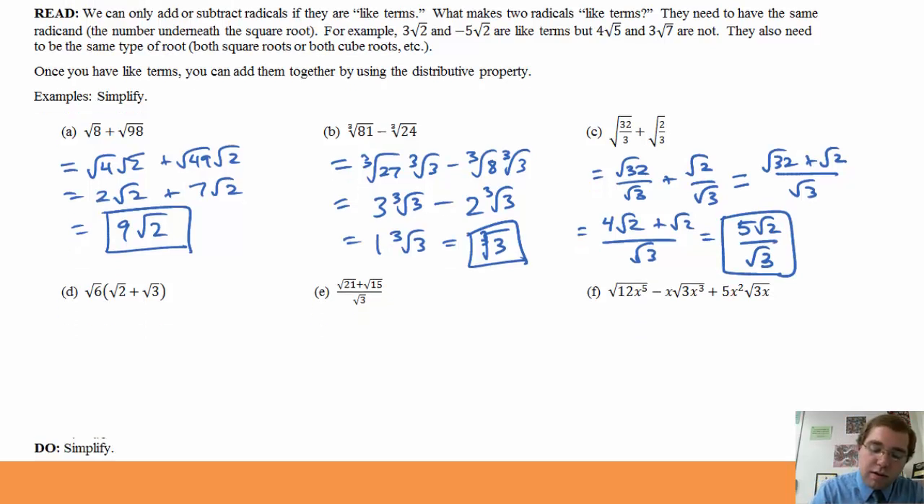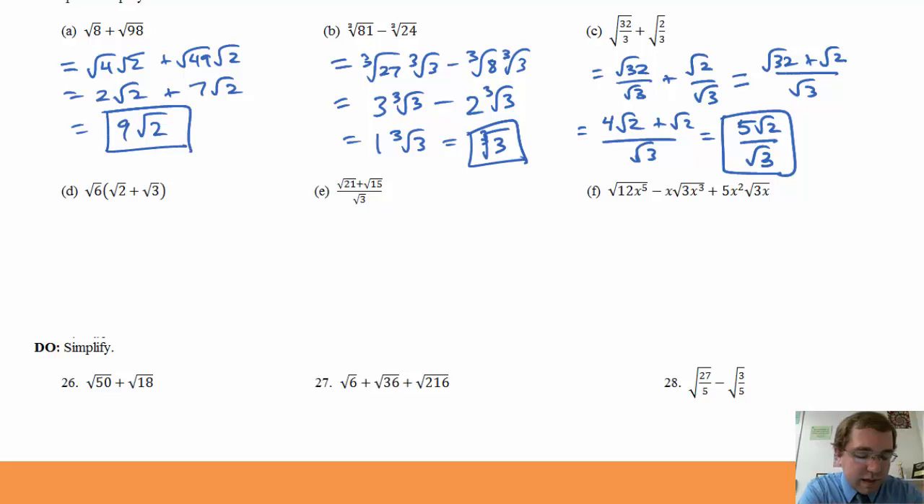Example D. Radical 6 times radical 2 plus radical 3. Well, I can distribute the radical 6 into the parentheses and get radical 12 plus radical 18. Radical 12 is radical 4 times radical 3, and radical 4 is 2, so this is 2 radical 3. Radical 18 is radical 9 times radical 2, so that's 3 root 2.